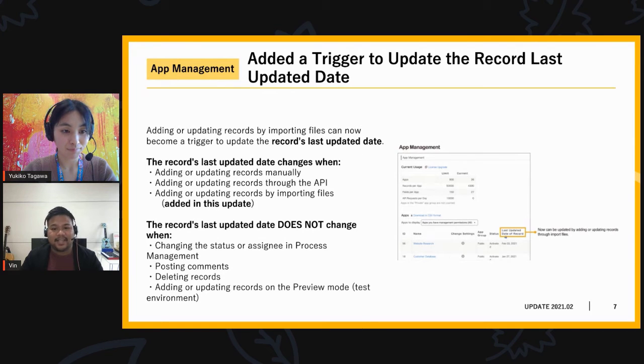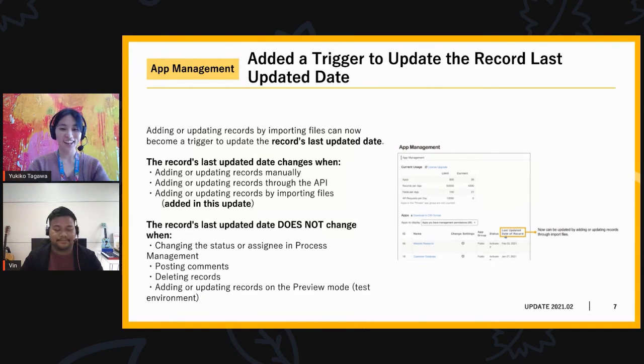However, as listed on this slide here, please take note that as of right now, this last updated date of record information does not change for all app actions. Specifically when changing the status or assigning in the process management feature, when posting comments, when deleting records, or when adding or updating records on the preview mode.